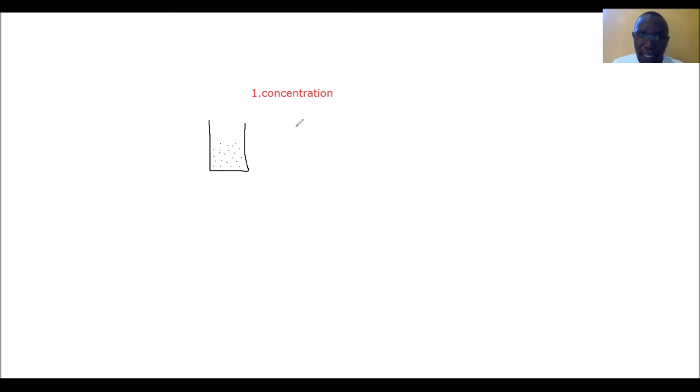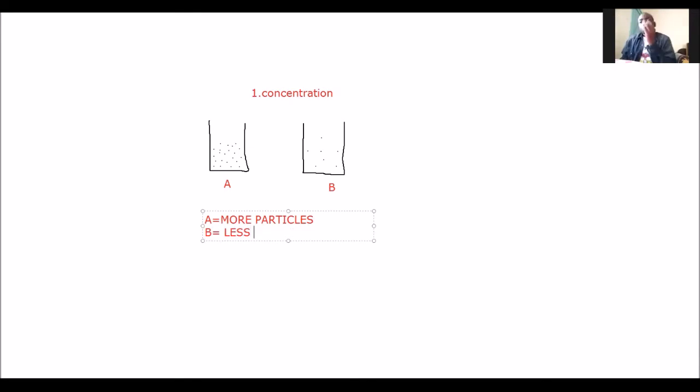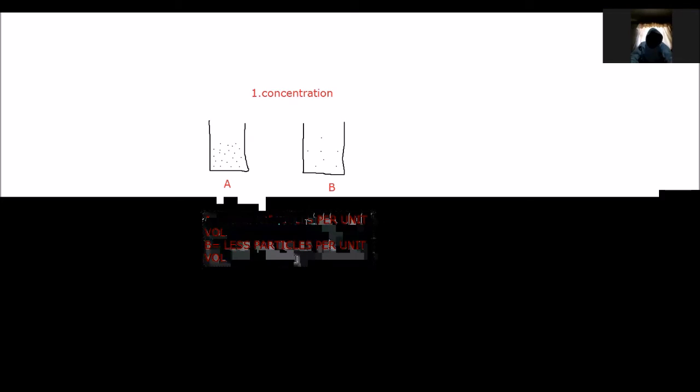I want to draw another beaker here. We have the particles in A are more than the particles in B. So in this case, we can say this reactant in A is more concentrated than the reactant in B. So B, we have less particles, and this is particles per unit volume. So that means A is more concentrated than B.